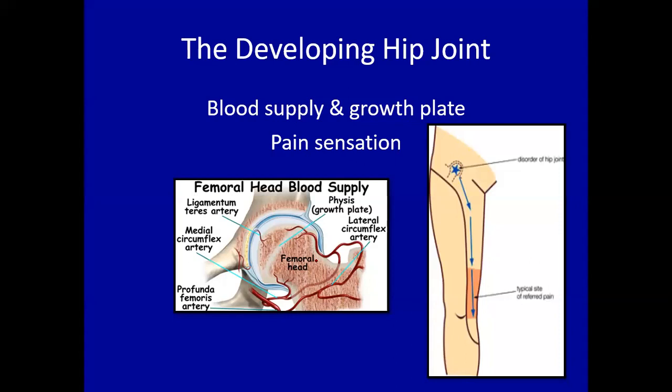So why do we care? Well, we care because there's blood supply there. And we also need to know that there's a nerve that sits here, and the nerve distributes down the medial portion of the groin and into the medial knee. So a lot of times these kids come in with medial knee pain. They don't have any hip pain. So just something to know.